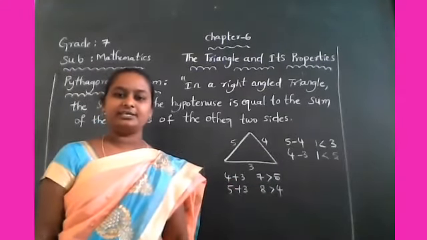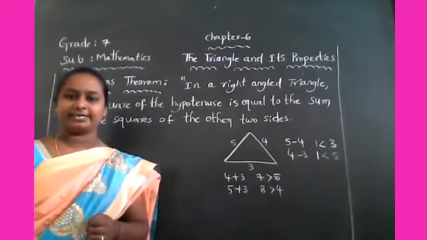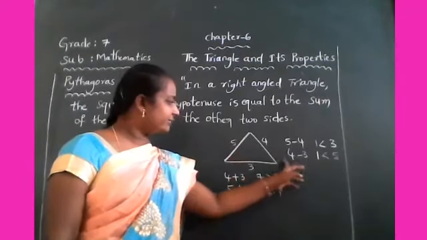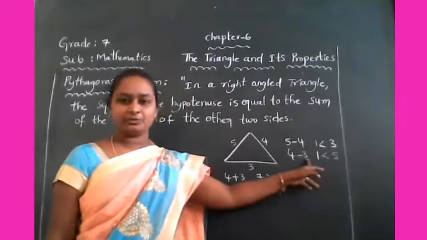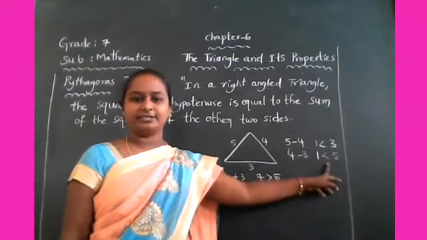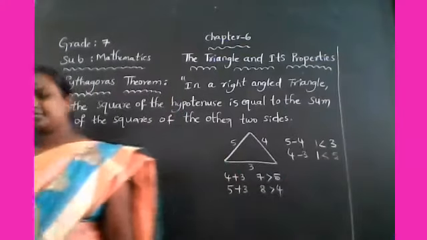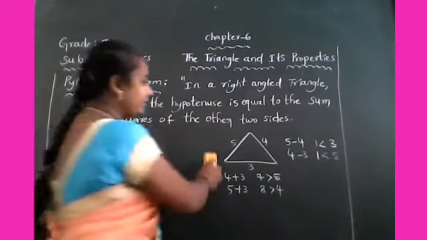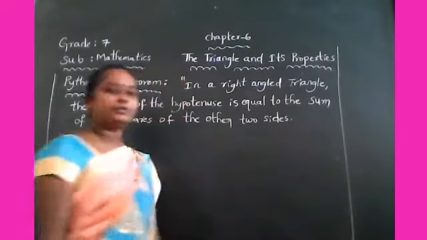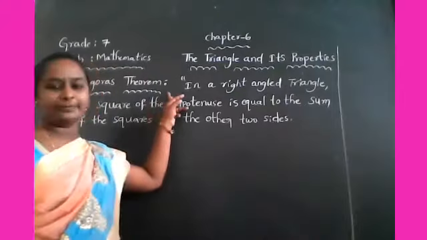Is it clear? The sum of the lengths of any two sides of a triangle is greater than the third side. The difference of the lengths of any two sides of a triangle is smaller than the third side. So this one you have learnt in the last class. Today I am going to introduce one more new topic, that is Pythagoras theorem.